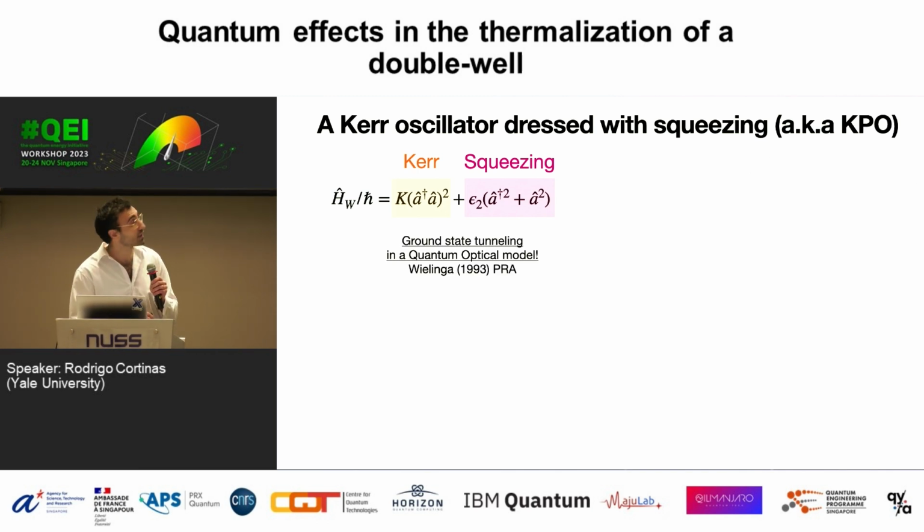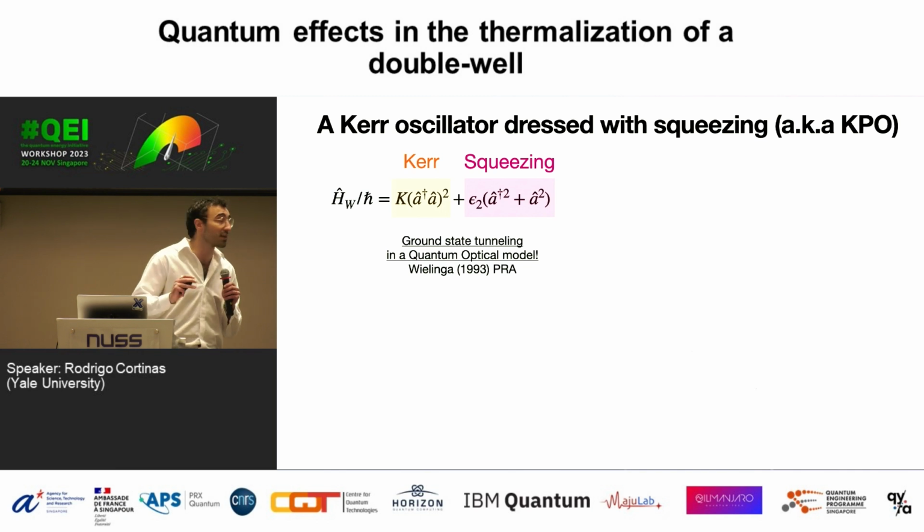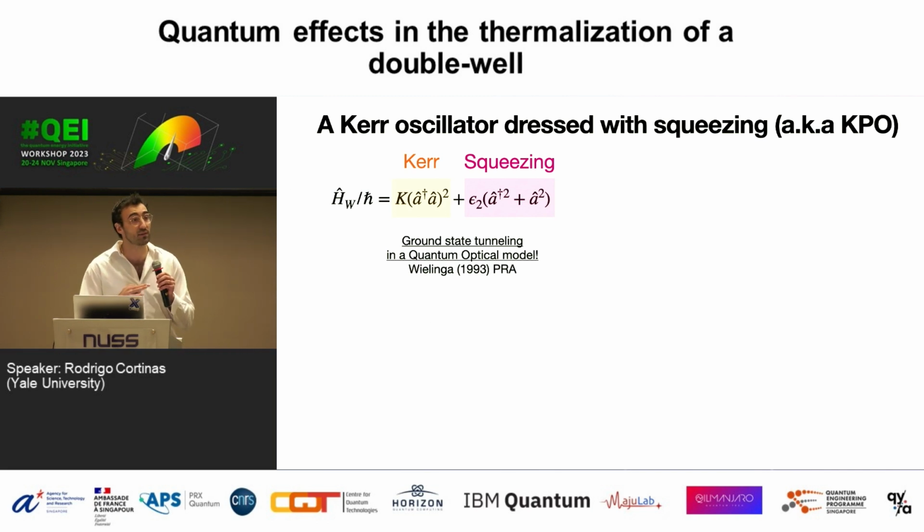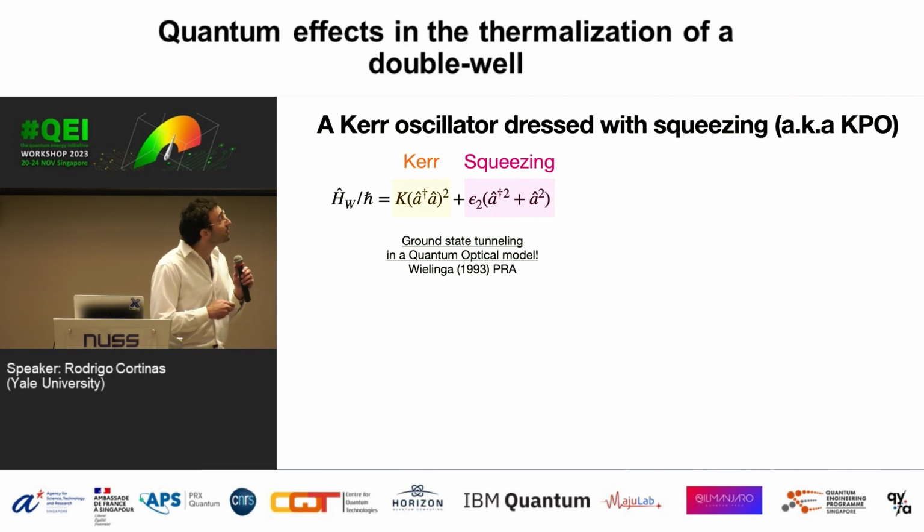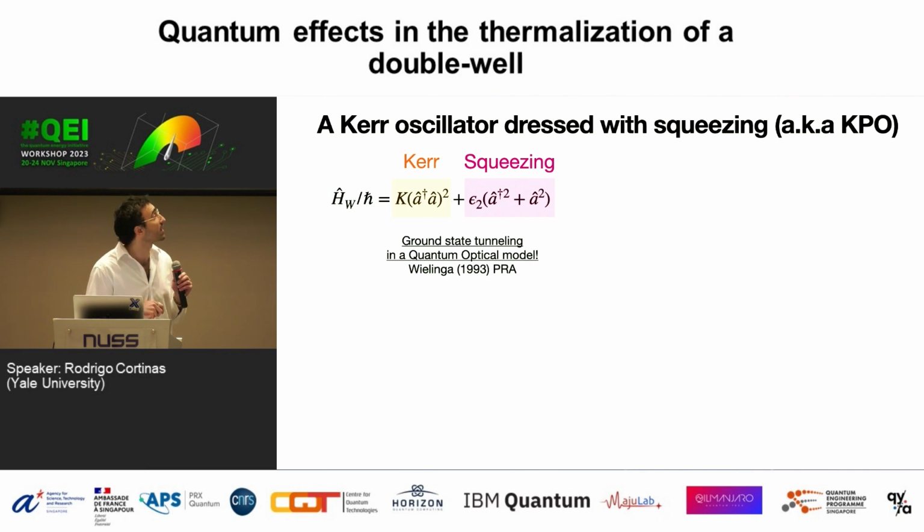This model is very old. It had a lot of attention during many decades, really early on in quantum mechanics. I need to start somewhere in this story, and I'll start around the time I was born, in 1993, when Drummond and Milburn were fascinated by this system because it was a quantum optical model that exhibited ground state tunneling. So tunneling between what and what, you may say? Here you don't really see what's tunneling.